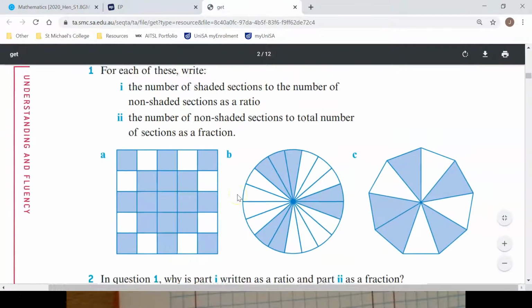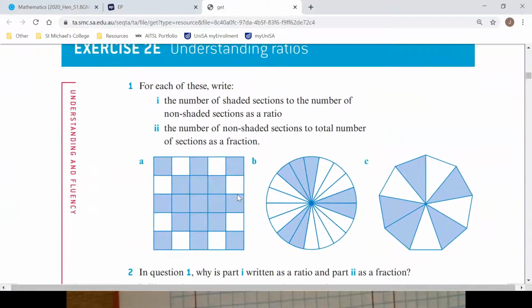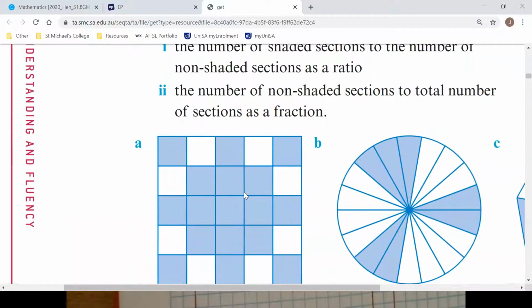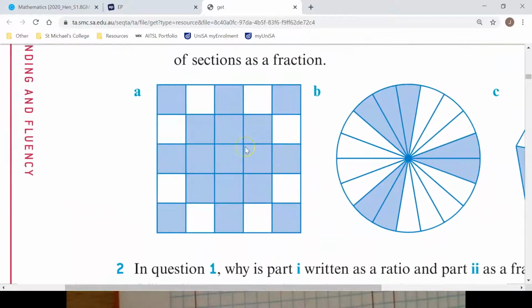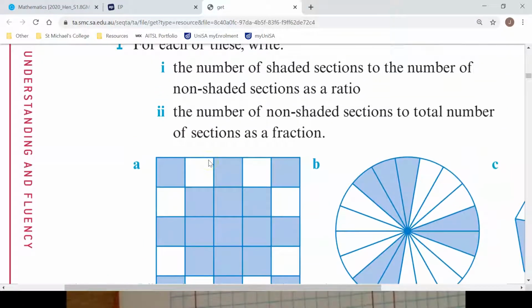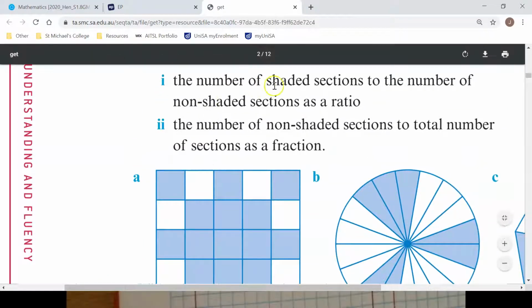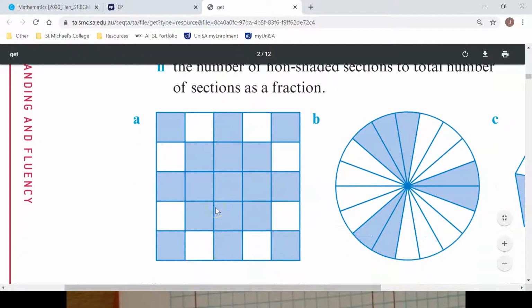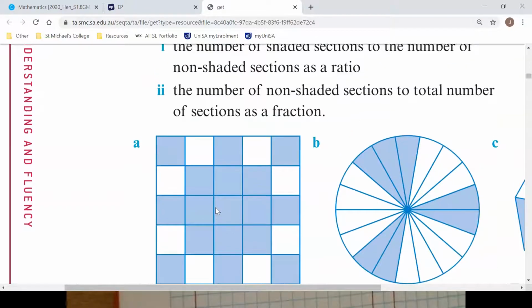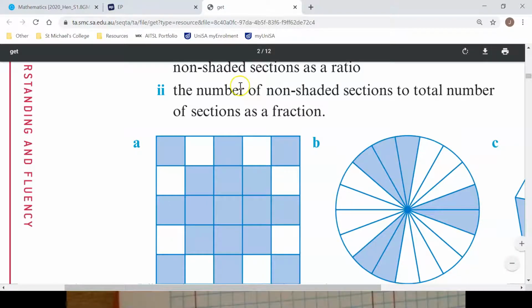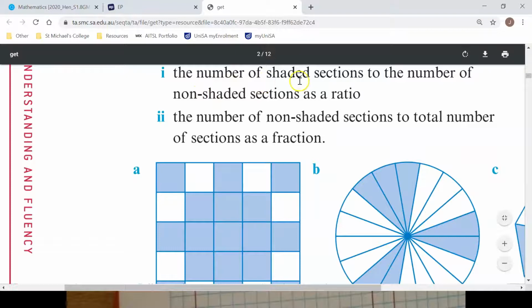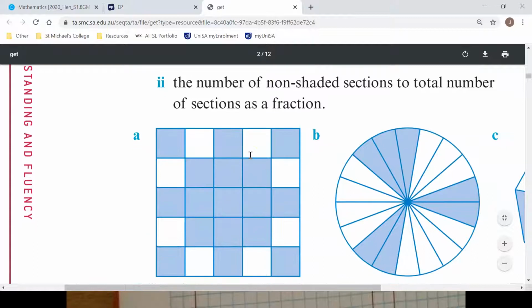So we'll have a go at writing a few ratios. If I was to look at this shape here, and I wanted to write the number of shaded sections to the number of non-shaded sections as a ratio. Remember, whatever's stated first is going to be on the left-hand side of the ratio. Whatever is stated second is going to be on the right-hand side. So since they've said the number of shaded sections, that goes on the left, and the non-shaded sections are going to be on the right.